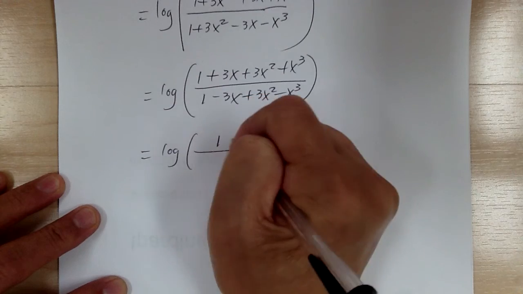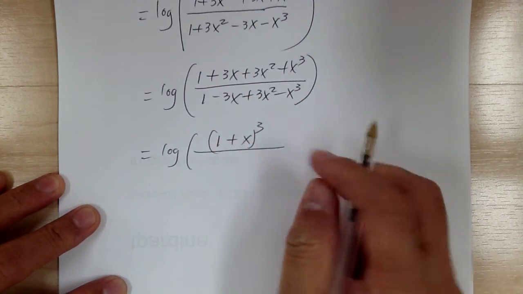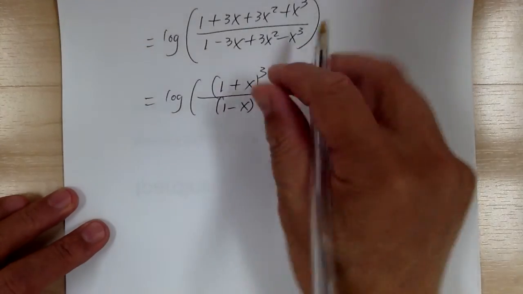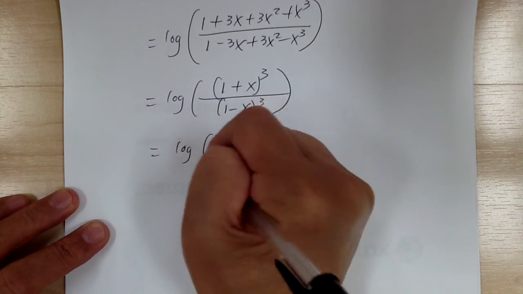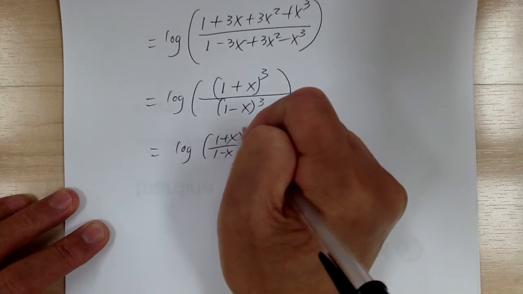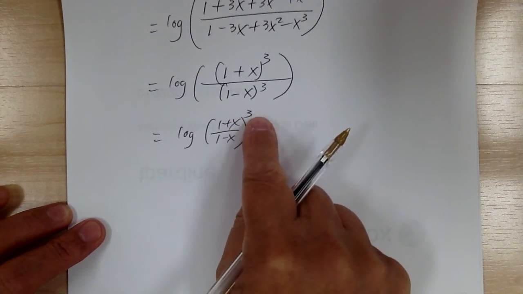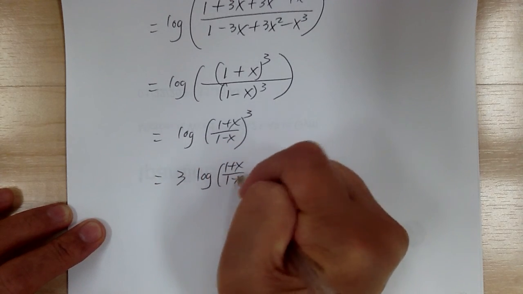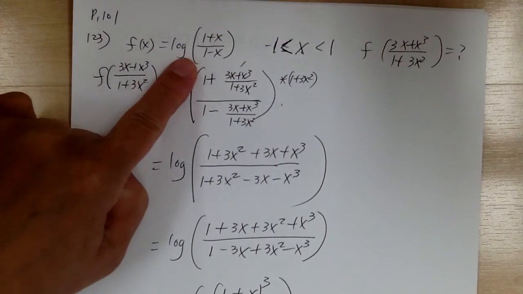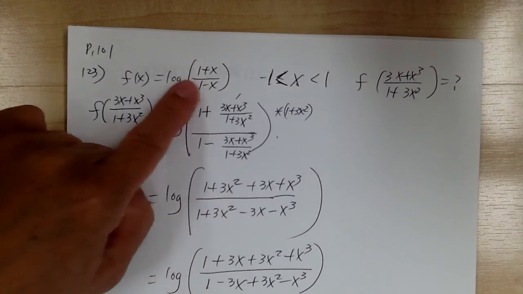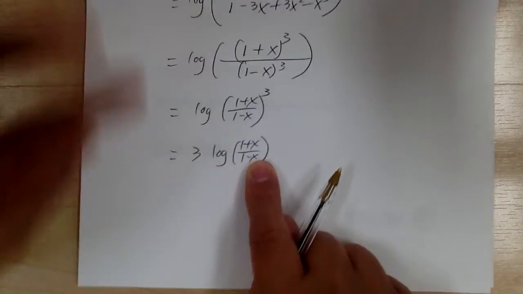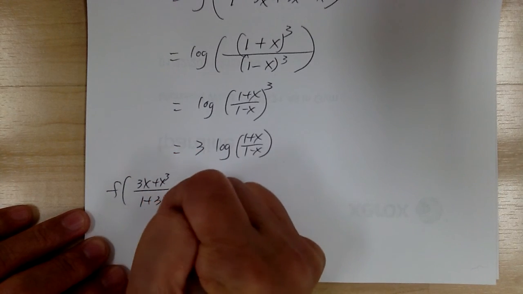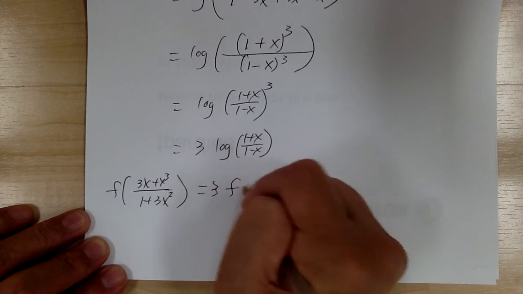So this is equal to (1 plus x) cubed. This is equal to (1 minus x) cubed. And so now you're going to take the cube out. So this is equal to log of (1 plus x over 1 minus x) cubed. After that, you're going to move the exponent 3 out to the front. But what is this? If you look over here, that's your f of x, right? See? This over here is equal to f of x. So therefore, f of (3x plus x cubed) over (1 plus 3x squared) will equal 3 times f of x.